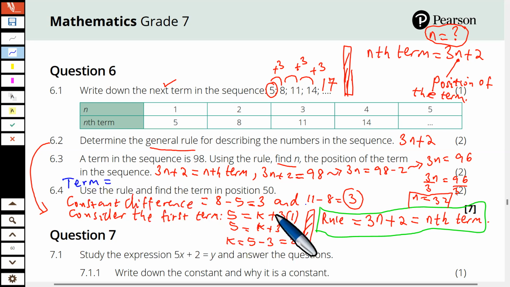The general term is 3n plus 2. Use the rule, 3n plus 2, to find the term in position 50. The position is n, so n is 50. What is 3 by 50? 150 plus 2, 152.